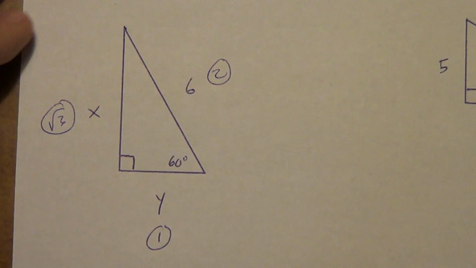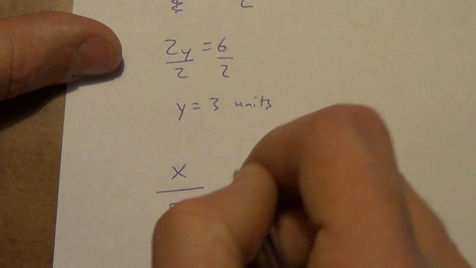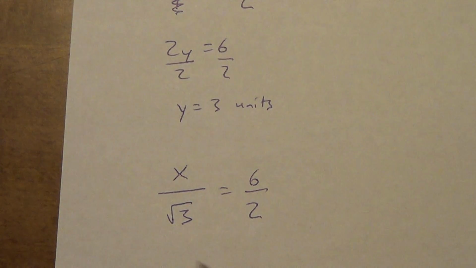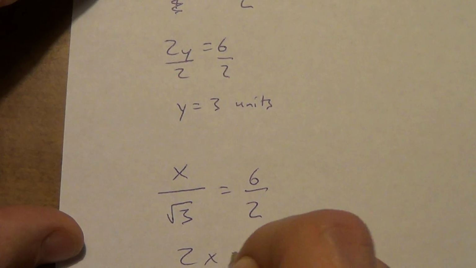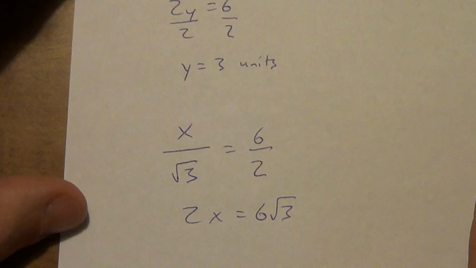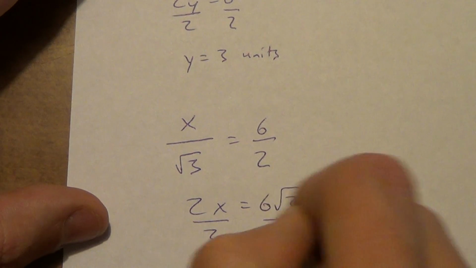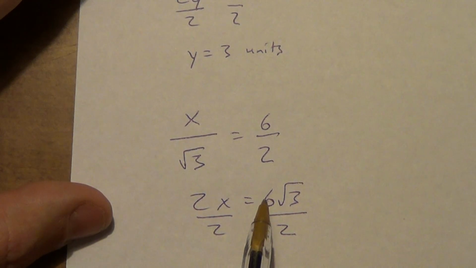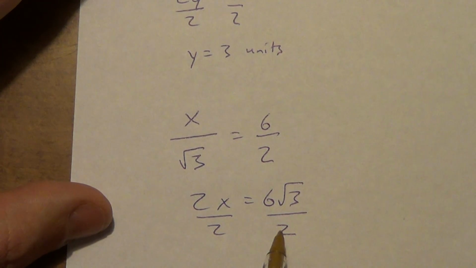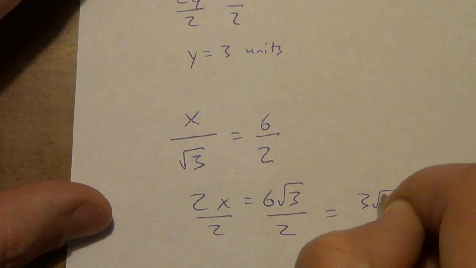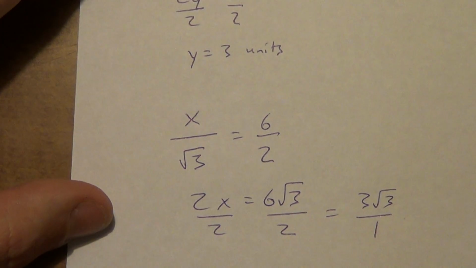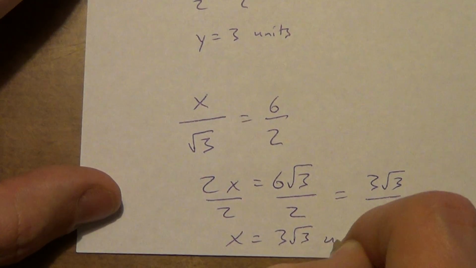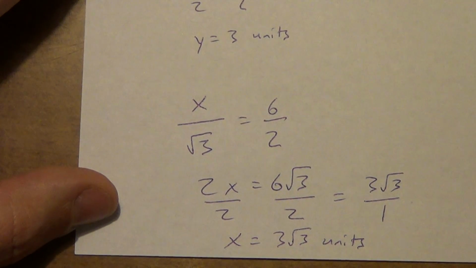All right, so x over root 3 equals 6 over 2. Now, you can't scribble out a 1 here. All right, so we're going to cross multiply. 2x equals 6 root 3. And then I'm just going to divide by the 2 and divide by the 2. We're going to reduce the 6 and the 2 though. 6 divided by 2 is 3. 2 divided by 2 is 1. So this equals 3 root 3 over 1. I don't really need the over 1 part. So x equals 3 root 3 units.